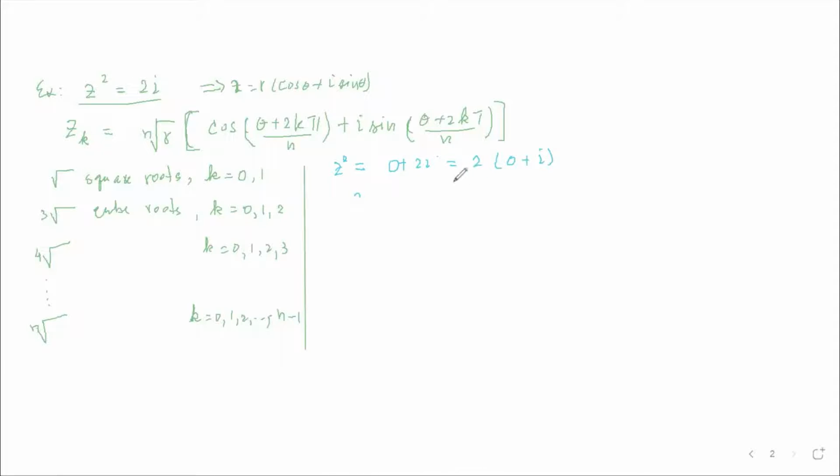So in this case, we know right away what r is. r is 2, this one. This is the position of r, right? And then x is what? 0. y equals 1.